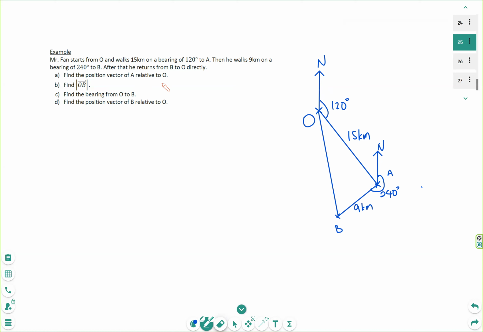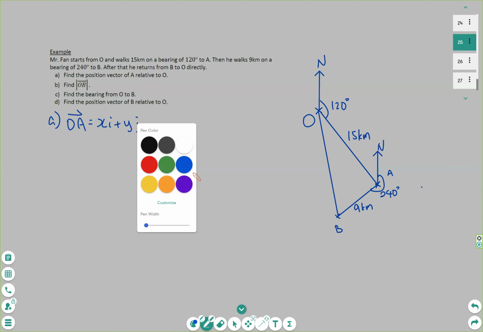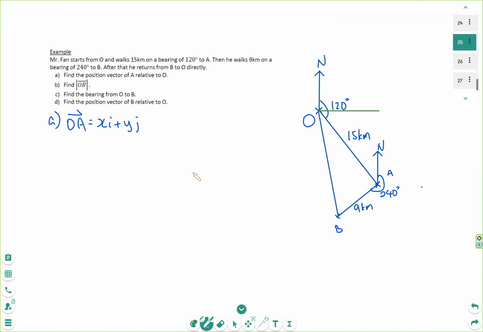So we want to find OA. Question A. To find OA, we can let it be xi plus yj. So where are the x and y? We can do it here if we draw a triangle from O to A: that's your x, that's your y. So we want to find x and y. What do we know so far? If I draw a triangle in here, you can see better. That's your angle, that's your x, and that's your y. I know this angle is 30 degrees, because that's an angle that must be 30 degrees, and that's 15 kilometers. That's enough to find x and y.